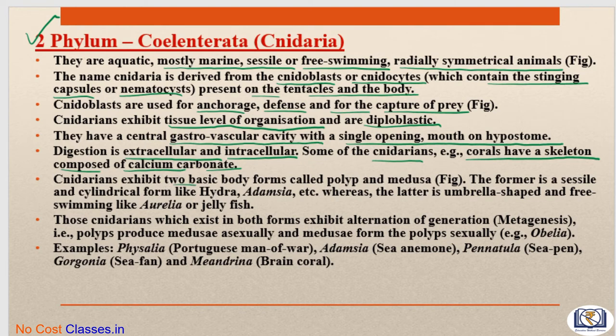They exhibit two basic forms of the body, very important, beta: polyps and medusa. Some of the organisms exhibit both body forms, polyps and medusa. What is the difference between the two body forms? This one, the polyp, is sessile, meaning it stays attached to the substrate, not free living or free swimming. Sessile and cylindrical, like Hydra, whereas the medusa is umbrella shaped and freely swimming, like Aurelia or the jellyfish.